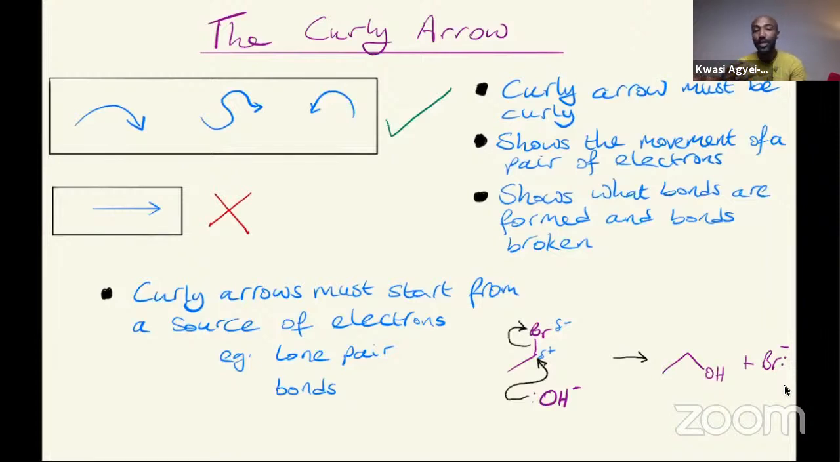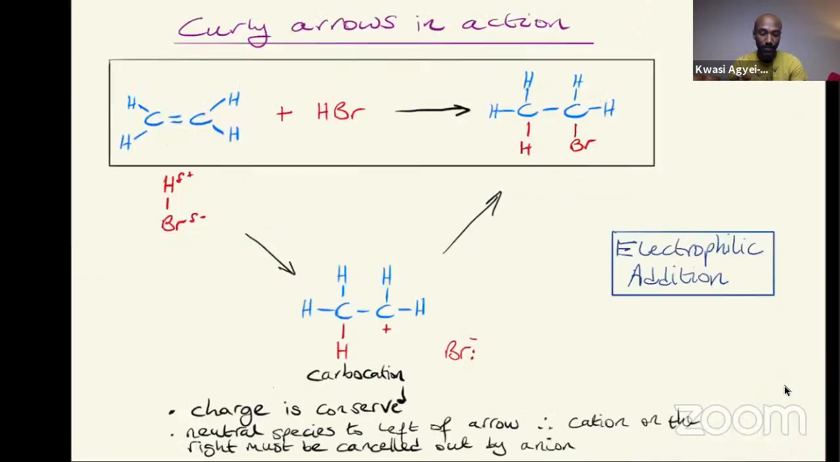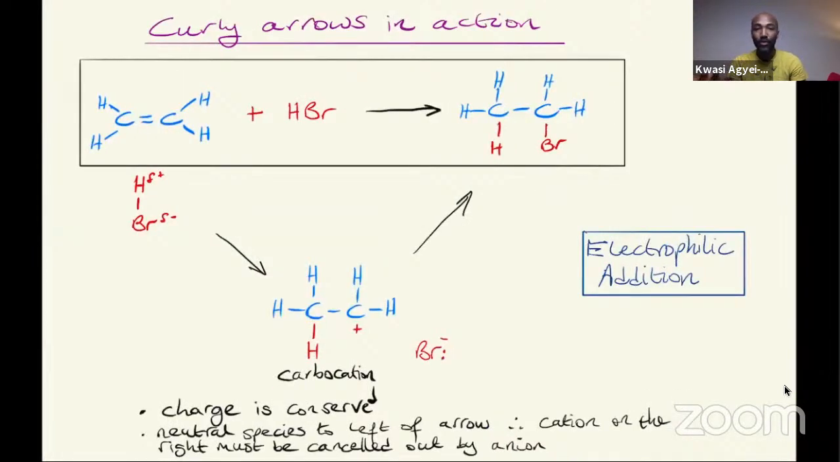Let's have a look at some other mechanisms then. One of the first curly arrow mechanisms you come across is the electrophilic addition mechanism. This is the mechanism that sees your alkene double bond reacting with an electrophile. Perhaps at this stage it is worth defining what an electrophile is. An electrophile, and you should know this by now, is an electron pair acceptor.